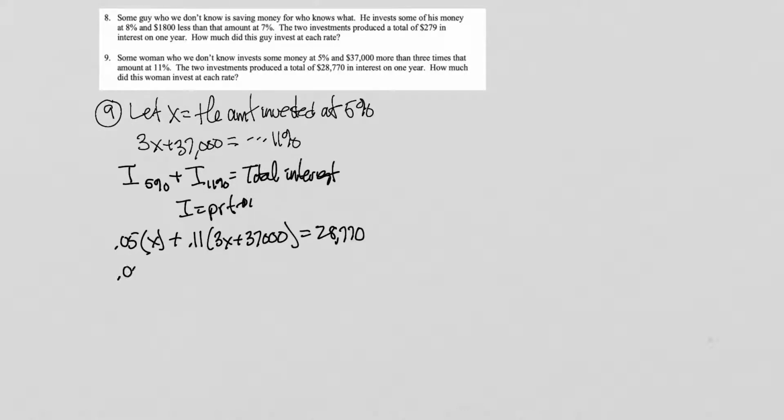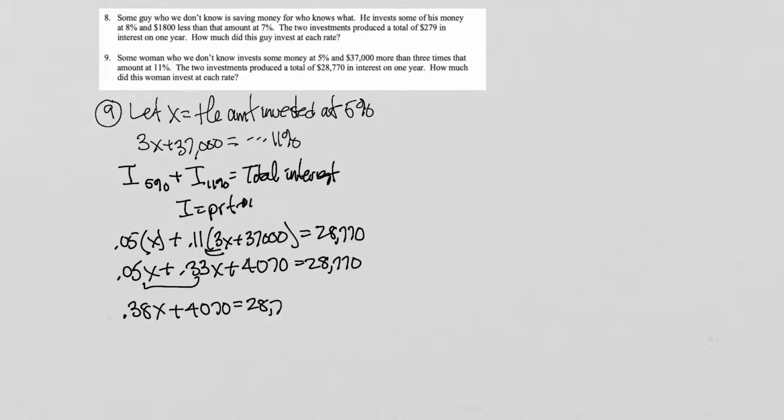Let's simplify this a bit. 0.05x plus, now multiply through, we'll get 0.33, right? 3 times 11 is 33, but 0.33x plus, and on my calculator, 0.11 times 37,000, I got 4070 equals 28,770. If I add these together, 5 and 33 is 0.38x plus 4070 equals 28,770.